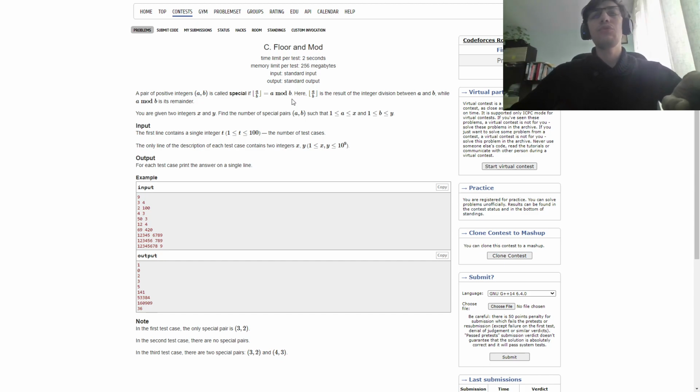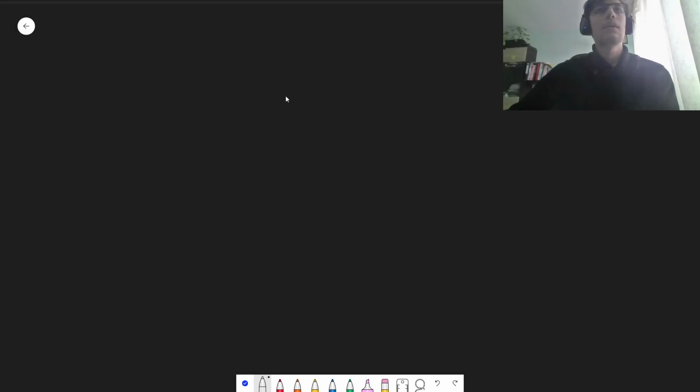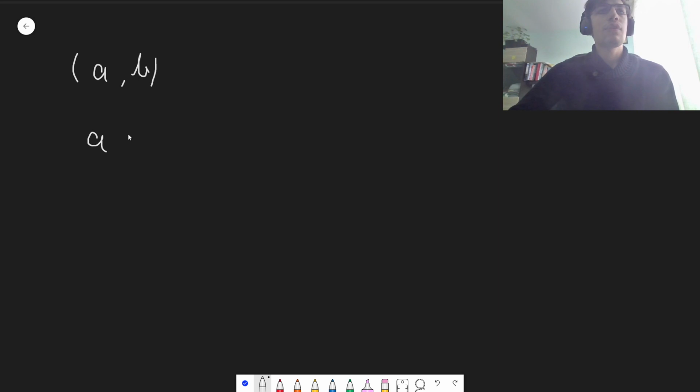So let me move to the whiteboard. So we know that for a pair a, b, we need to ensure that a divided by b is going to have the same quotient and remainder. So we will call them both R. The quotient is R and the remainder is going to be R as well. And from the math classes, from middle school, we know that a is equal to b times R plus R.